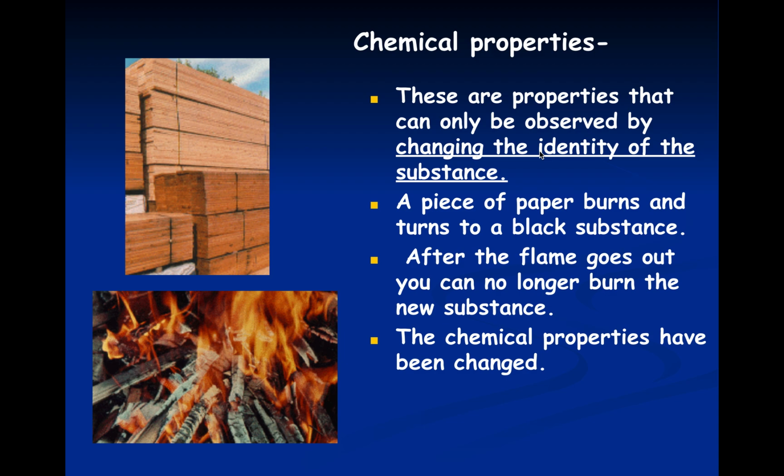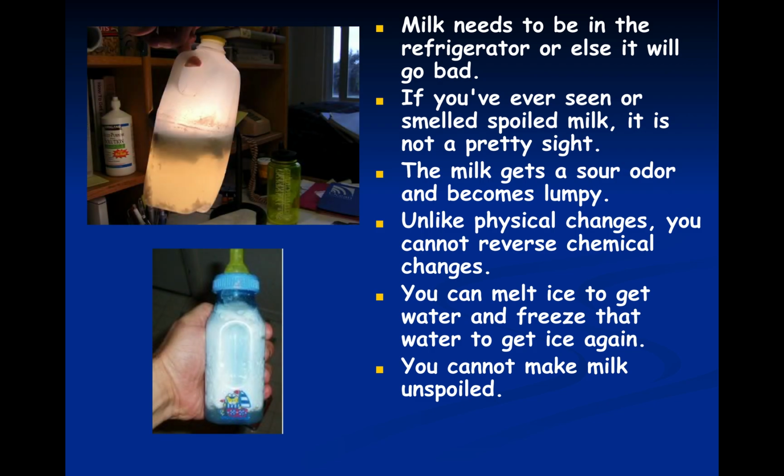The only way you can see a chemical property is by changing what the substance is, which makes it more difficult. A piece of paper burns and it turns to a black substance. After the flame goes out, you can no longer burn that new substance. It's gone, it's a new substance. The chemical properties have changed. Milk needs to be in the fridge or it goes bad. If you've ever seen or smelled spoiled milk, it's not pretty and it stinks because it's got a new substance in it. Physical changes, you can kind of reverse some of them. If I cut a piece of paper in half, I could tape it back together. But chemical changes cannot be reversed. You cannot make sour milk good again. You cannot turn burnt wood back into wood.